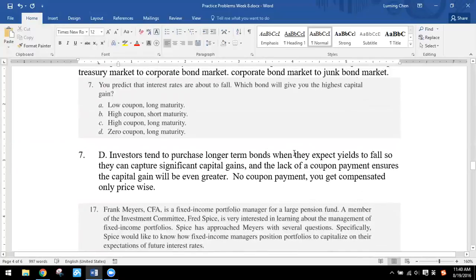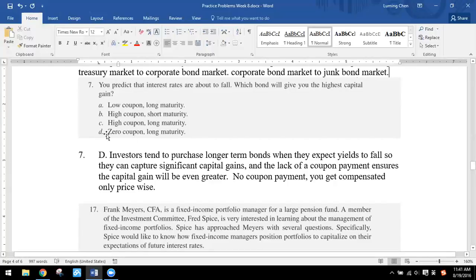Number 7, you predict that interest rates are about to fall. Which bond will give you the highest capital gain? Well, if you predict that interest rates are about to fall, then the bond price must rise. And what you get compensated most for price-wise is the long maturity zero coupon bonds. First, if you have a long maturity, then the duration will be long. And if it's zero coupon, the duration will be even higher.